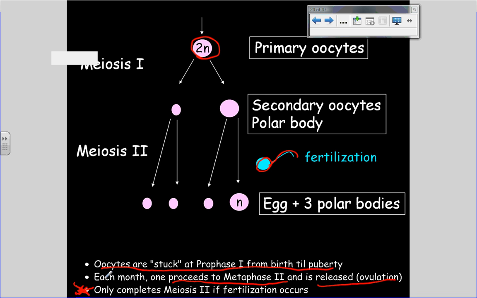So when you're a baby girl, your oocytes are stuck in prophase 1 of meiosis until you reach puberty, and then each month one of them is going to proceed to metaphase 2, and it'll either stay that way until it's voided out of your system, or it will keep going if it becomes fertilized.